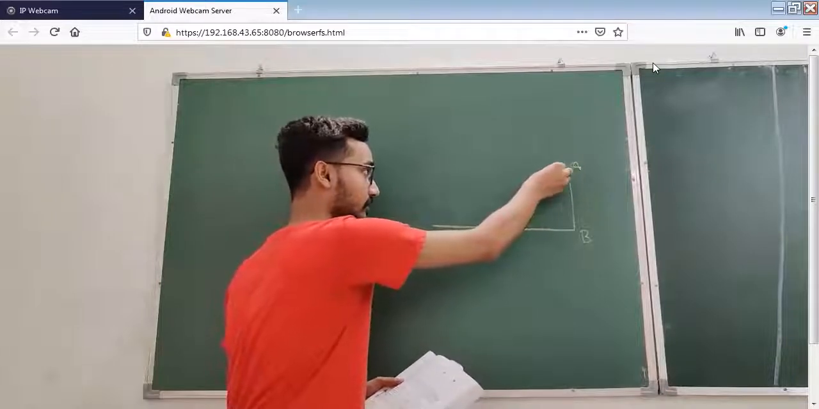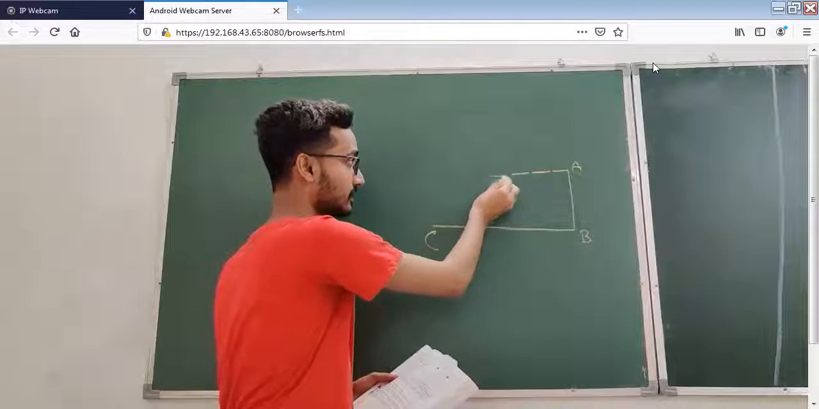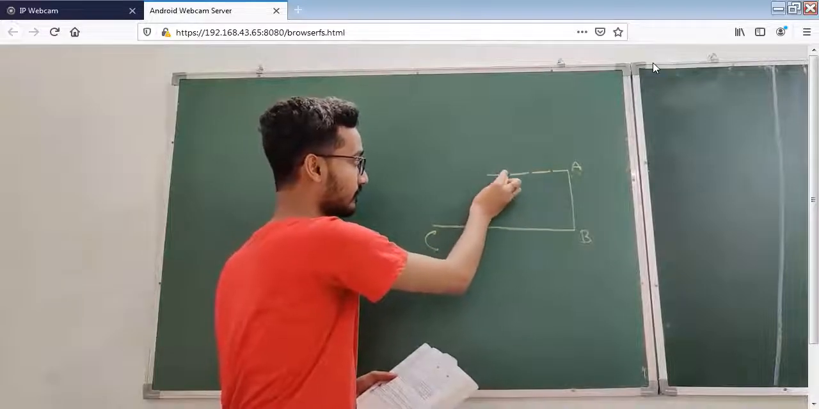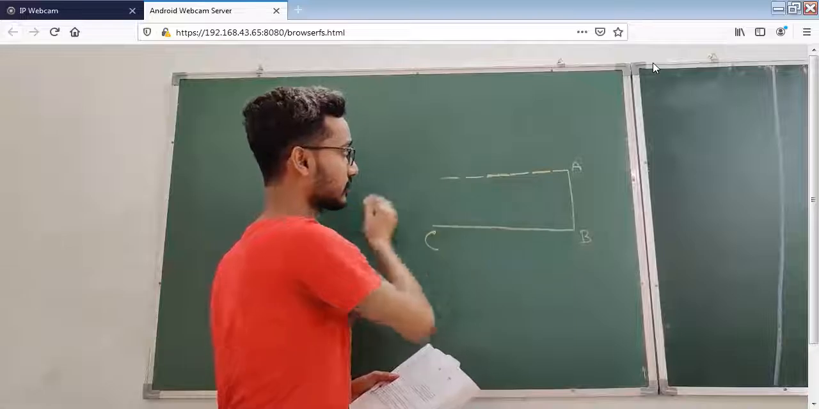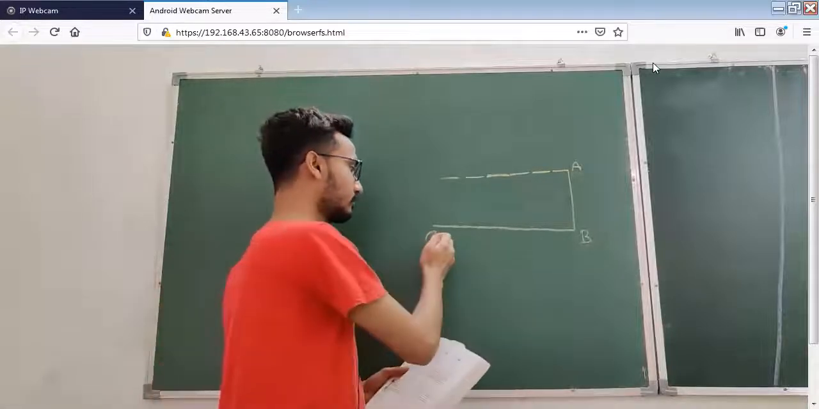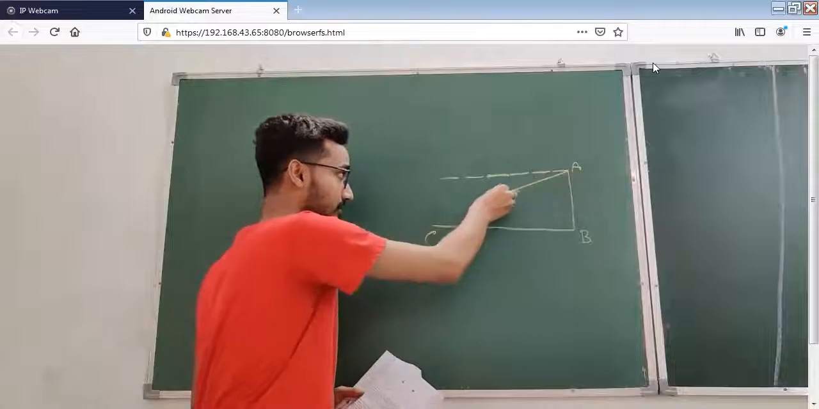This is your horizontal line, yes or no? That means the line along the eye of the man, or the eye of the person. This is the horizontal line. Now for looking at the car, he has to look down. So this is the angular depression that is given.